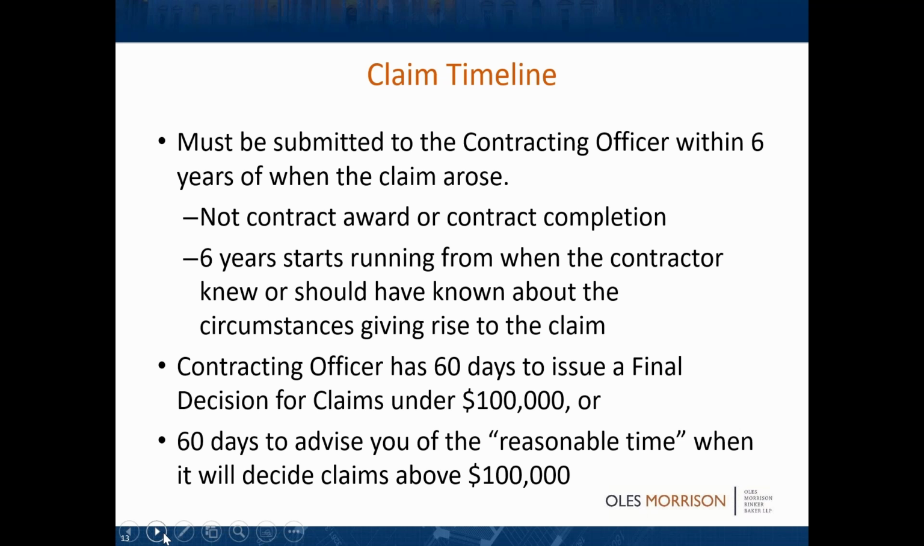So that's pretty nebulous. Someone had asked earlier about, is there a timeline on the REAs for a decision from the contracting officer? And the answer is no. However, on a claim, if it's under 100,000, then they have to do it within 60 days. Or if it's above 100,000, then within 60 days, they've got to tell you a reasonable amount of time that they're going to get back to you in. It's important, though, that if the claim is over 100,000, that you actually demand the CO's decision within 60 days. If you don't do that, then the 60-day deadline doesn't really kick in. So that's another thing to be aware of.